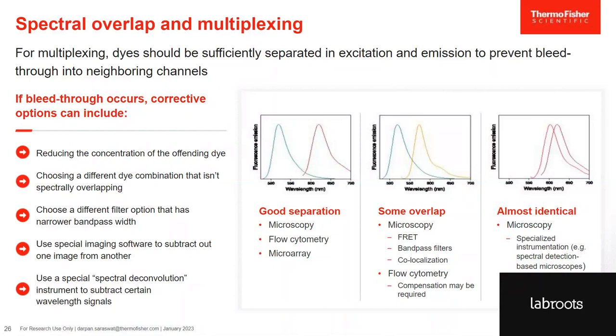So how can you minimize the bleed through in this situation? You can use corrective measures, like reducing the concentration of the offending dye. You can choose a different dye combination that is not spectrally overlapping. You can choose a different filter option that has a narrower bandpass width. Or you can use special imaging software to subtract out one image from another. In a situation where you have fluorophores which are almost identical, you need a special spectral deconvolution instrument to subtract certain wavelength signals.